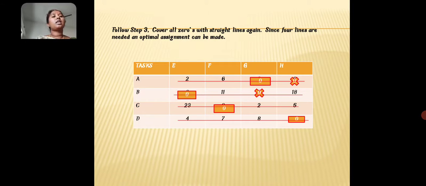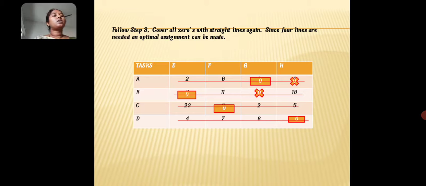Since four lines are needed, an optimal assignment can be made. So now we assign it. We check where only one 0 occurs in the matrix. The third row has only one 0, and the fourth row also has only one 0. So first we assign it: third row, second column we assign first, and fourth row, last column we assign second.